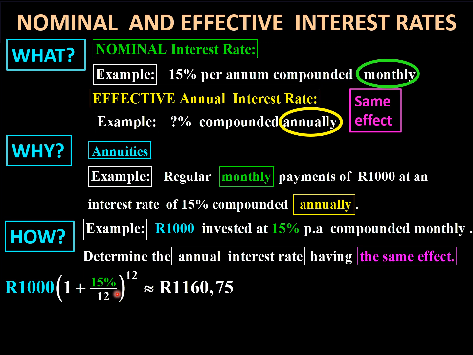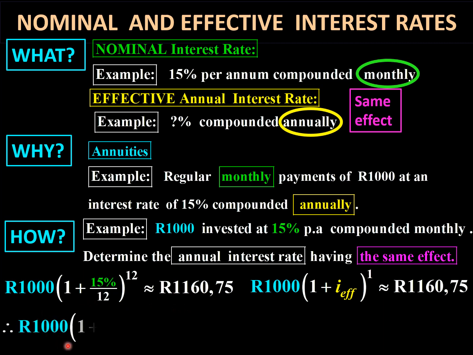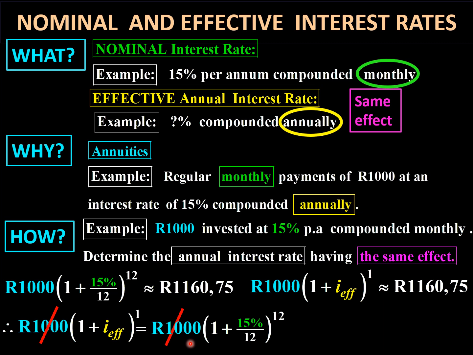1,000 Rand at 15% for a whole year yields us 1,160.75 cents. Now to have the same effect, I want to know what the annual interest rate should be. In other words, I should also obtain 1,160 Rand and 75 cents. Now these two are equal. So in other words, I can have the 1,000 with the 15% being equal to the 1,000 with the effective interest rate. Now we notice there are thousands on both sides, so we can cancel out the thousands.